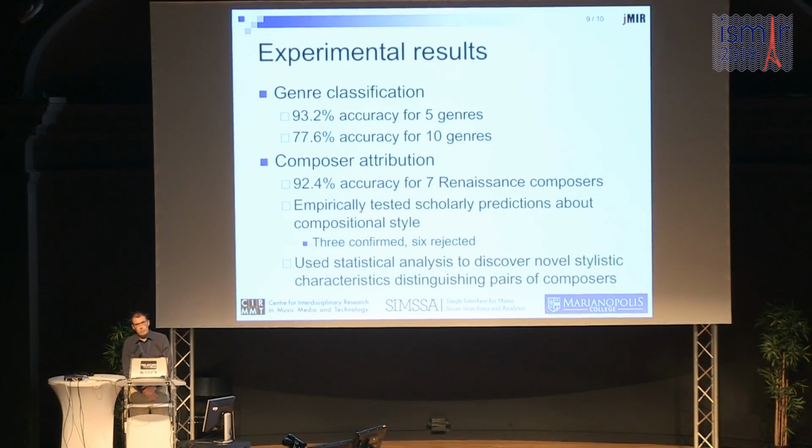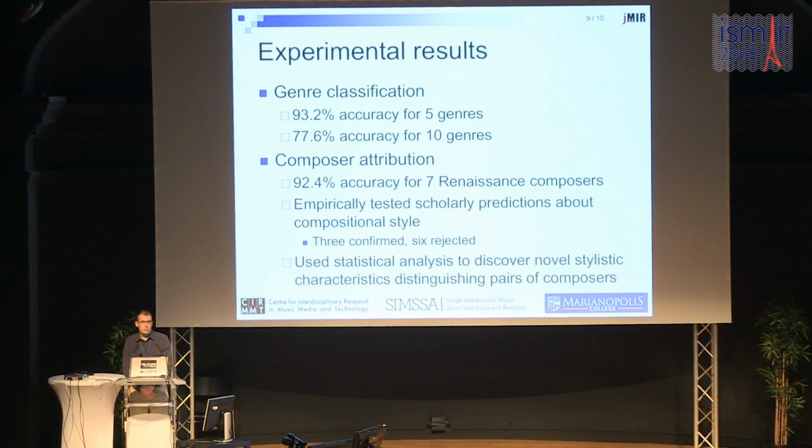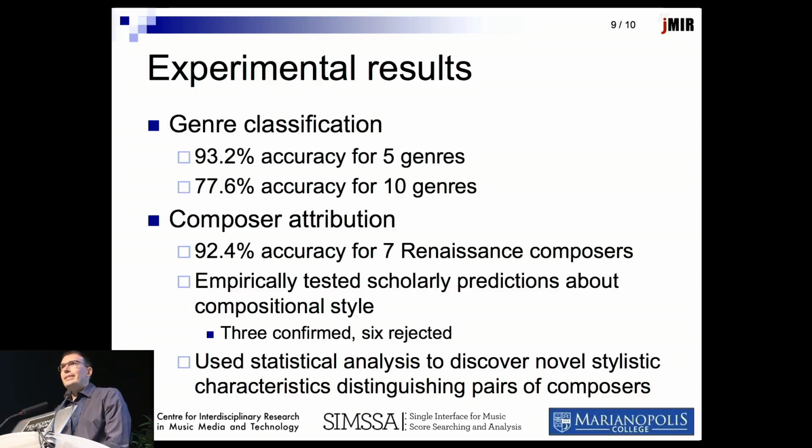So for example, in our composer attribution experiments, we're able to test a number of predicted results based on scholarly expertise, and we're able to see that actually 3 of them were correct and 6 of them were incorrect, which is an interesting result. And we're also able to use statistical analysis of the features to see differences between compositional styles that weren't actually published in the literature already.